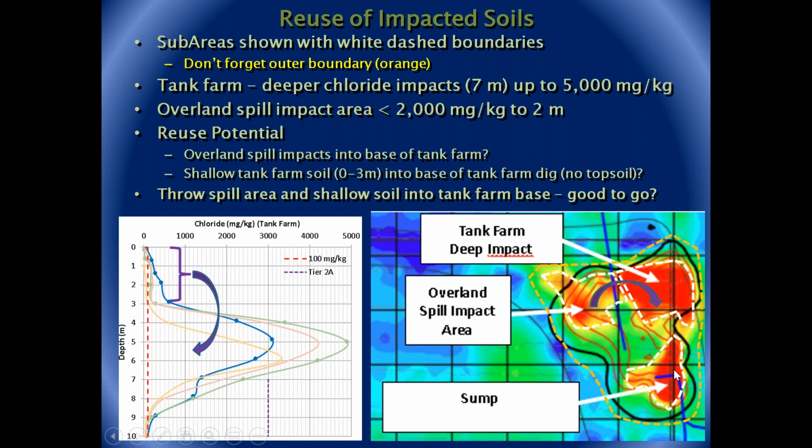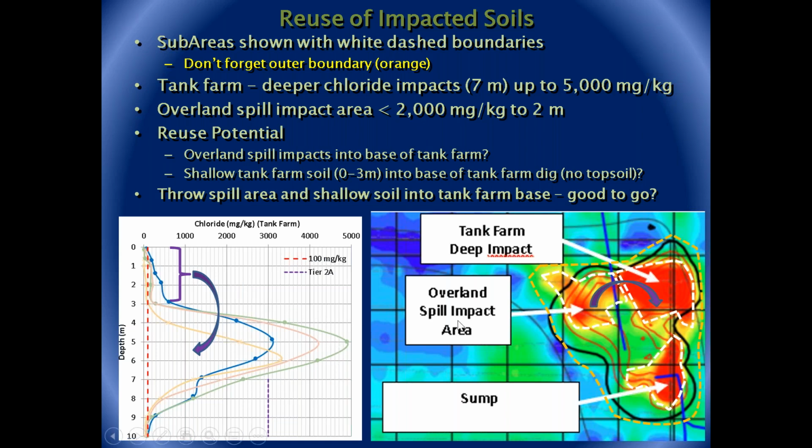And then the sump was a separate story. So there's two things we wanted to look at here. One, can we use the non-topsoil depth interval here, because you don't want to be burying topsoil? Can we use that material and put it into the base of the excavation? Because if you look over here again on our guideline chart, we calculated a guideline of about 3,000 milligram per kilogram. This was a tier 2A assessment. And so it showed that basically it was a 7-meter dig that had to be done, which was fairly deep. Tier 2B wasn't going to make a difference on this site. And basically all this heavily impacted material would need to be removed.